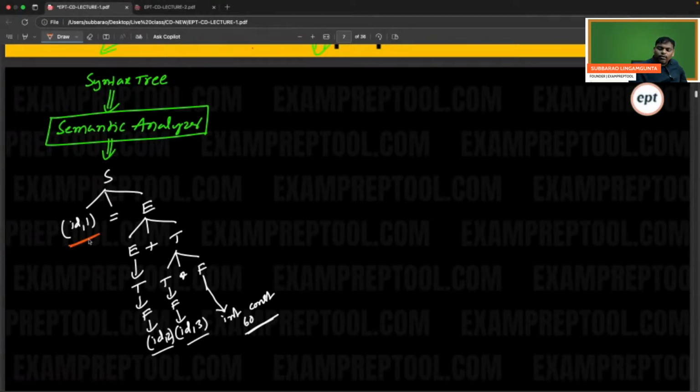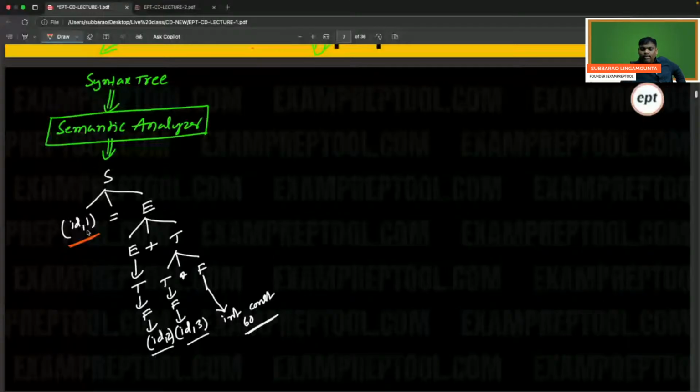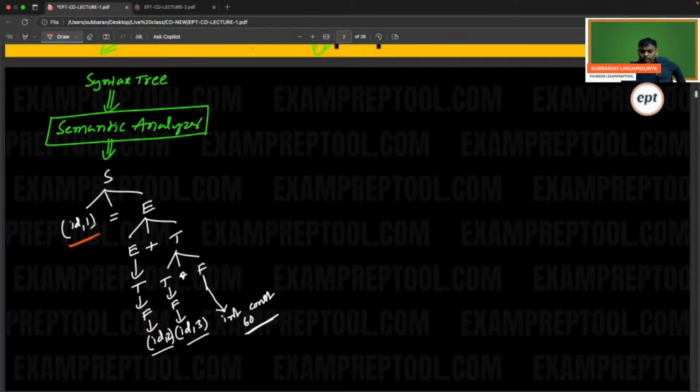ID1, what is the type? Now the semantic analyzer is observing. ID1 means it's an identifier. If it is an identifier, it should be there in the symbol table. Which row? ID1. That is the advantage of the token number. If you have a token number, using this number you can directly access the symbol table first row.